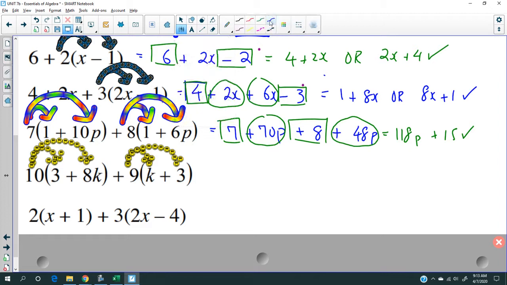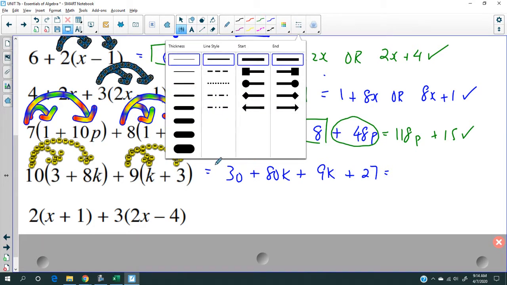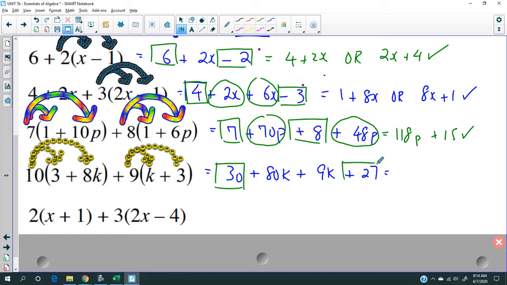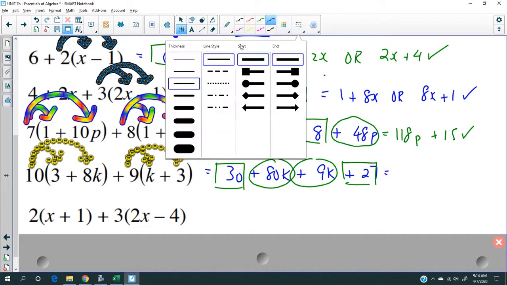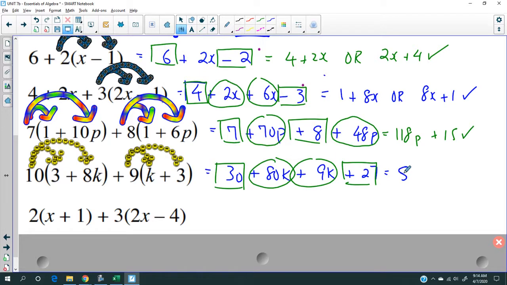And then, now what does that mean? Okay, so 10 times 3 is 30, plus 10 times 8k, that's 80k, plus 9 times k is 9k, plus 9 times 3 is what? 27? Okay, I'm gonna combine like terms. So that means the answer. Let's see. All right, again, I'm running out of space, so I'm gonna do the letters first. So that's 89k plus 57.